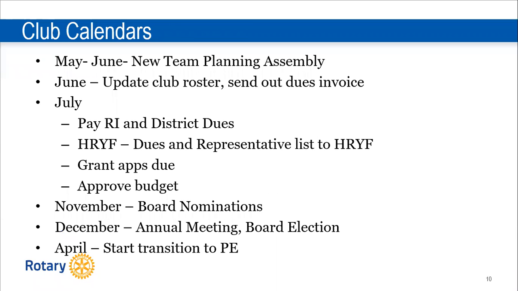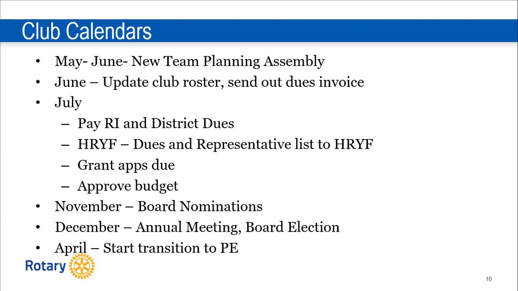Okay, so club calendars, May through June, so that's now, your incoming team should be planning for their year to start in July. So normally you would have a planning assembly, so the incoming team would be asking the club members what they want to do, what kind of projects to do, what their focuses are, and looking at budgets and calendars. So really encourage you to have that planning assembly soon on Zoom.